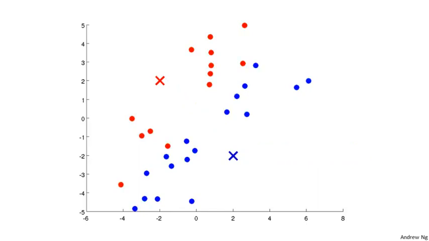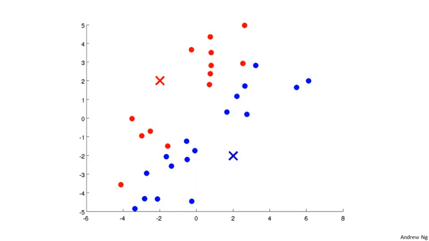Specifically, what I mean by that is it's going to go through your dataset and color each of the points either red or blue, depending on whether it's closer to the red cluster centroid or the blue cluster centroid. And I've done that in this diagram here. So that was the cluster assignment step.